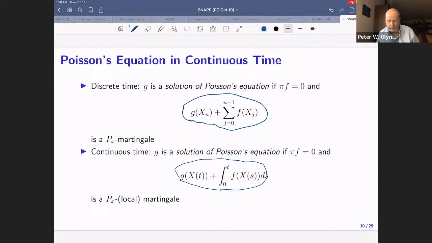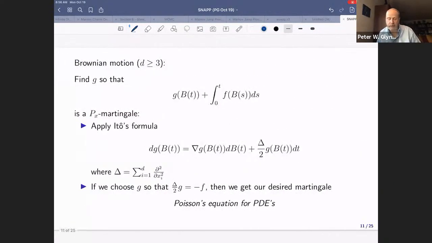For technical reasons, in general, we won't be able to assert that it's a full martingale. We'll only be able to assert that it's a local martingale. But typically, through example-dependent argumentation, we can often extend the local martingale property to a full martingale property. So this is the appropriate definition at some level of what it means to solve Poisson's equation in the context of a continuous time Markov process.